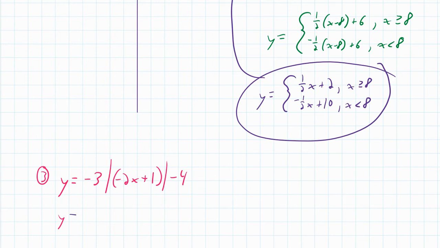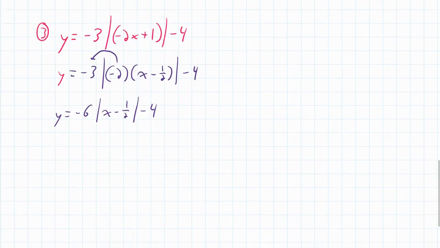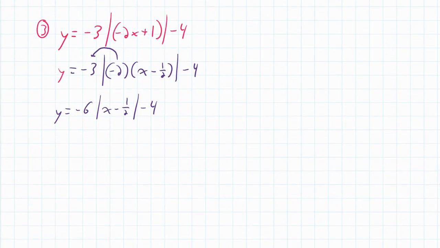Because what I'm going to do now is, inside this absolute value, I'm going to factor the negative 2 out. So I get an x minus 1/2. Then I'm going to take the absolute value of negative 2, which comes out as a positive 2, and multiplies by that negative 3 to give me a negative 6. And I end up with negative 6 times the absolute value of x minus 1/2, minus 4. This allows you to so much more easily figure this out.